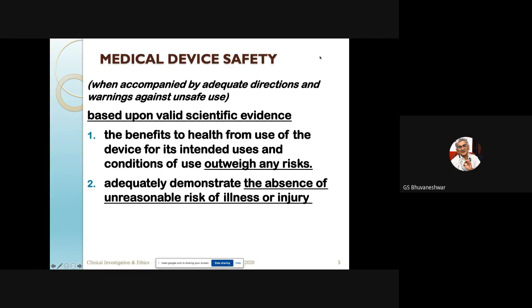Even a small thing like a tongue depressor, for example, if it has a small burr on its edge, it can cut the tongue or lead to a little bit of bleeding. This has been known. And so even very simple devices can pose risks to patients or the users. So safety is to adequately demonstrate the absence of unreasonable risk or illness or injury. So this is one aspect of safety which needs to be demonstrated as part of the clinical investigation.